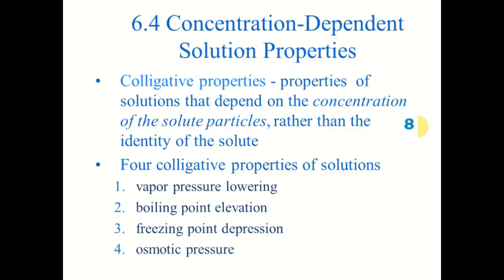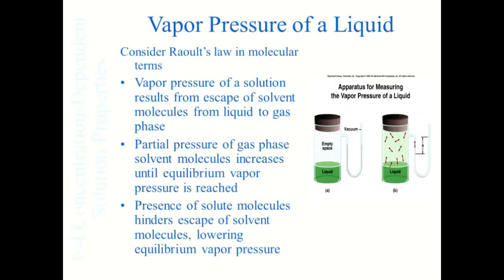Okay, colligative properties are properties that depend on the concentration, but not on the identity of the substance. It doesn't matter what you have. It depends on how much. So let's talk about vapor pressure. Do you remember what I defined vapor pressure as? Vapor pressure is defined as the pressure exerted by the vapor over the surface of the liquid. So there are all these molecules of vapor and they apply pressure on the surface of the liquid. We're going to call that vapor pressure.